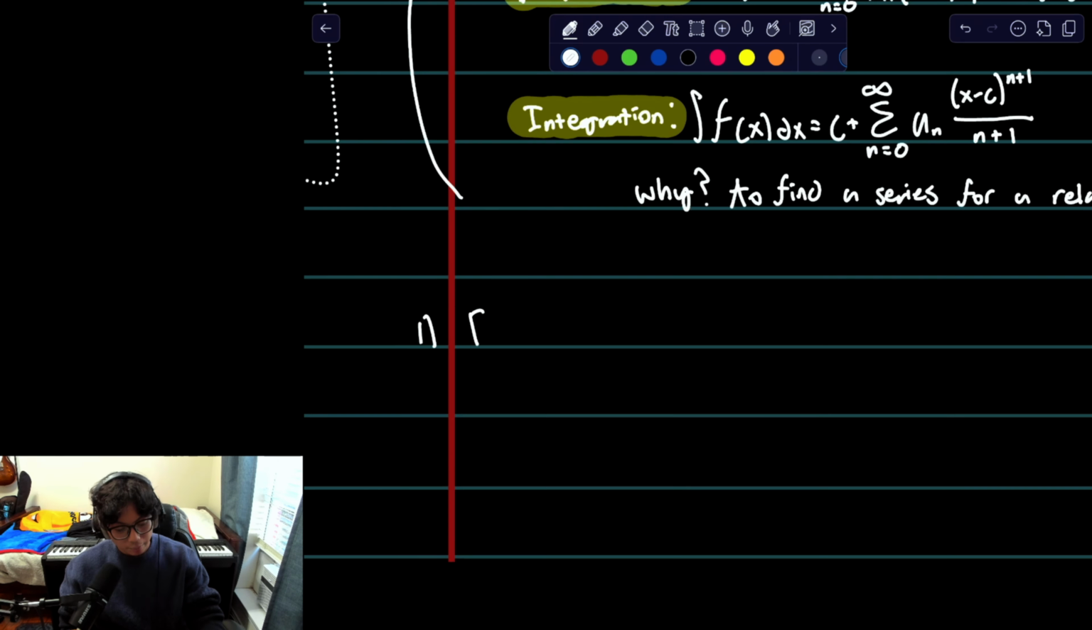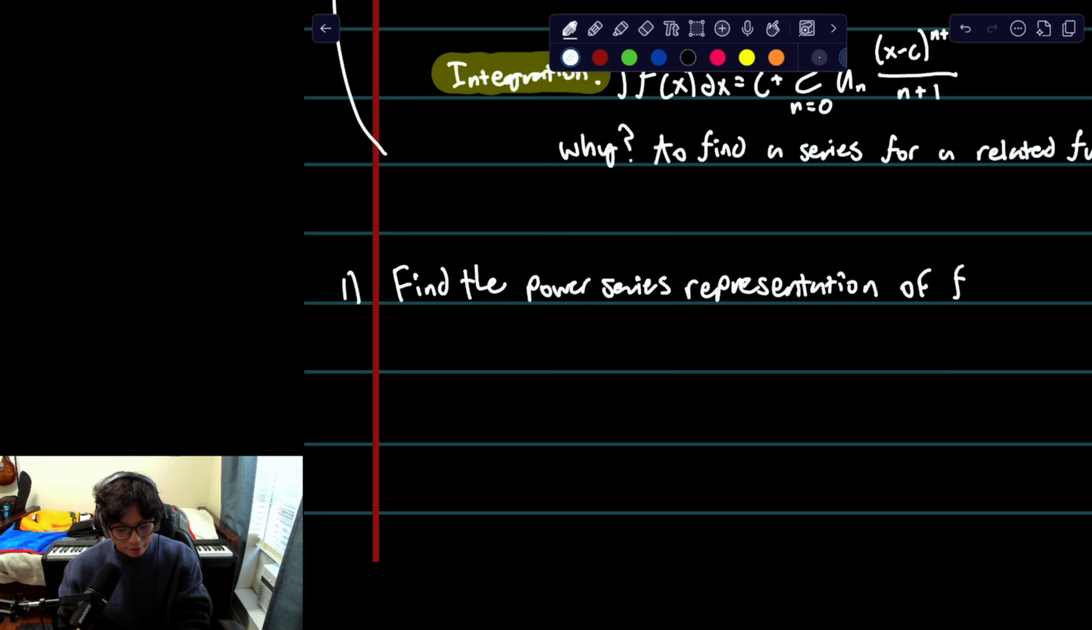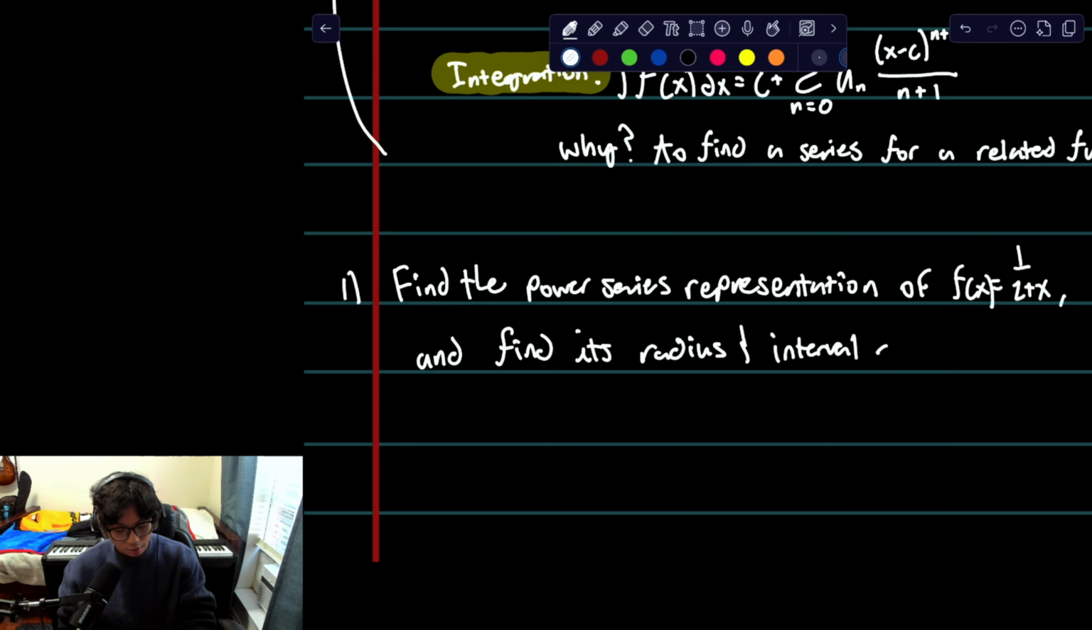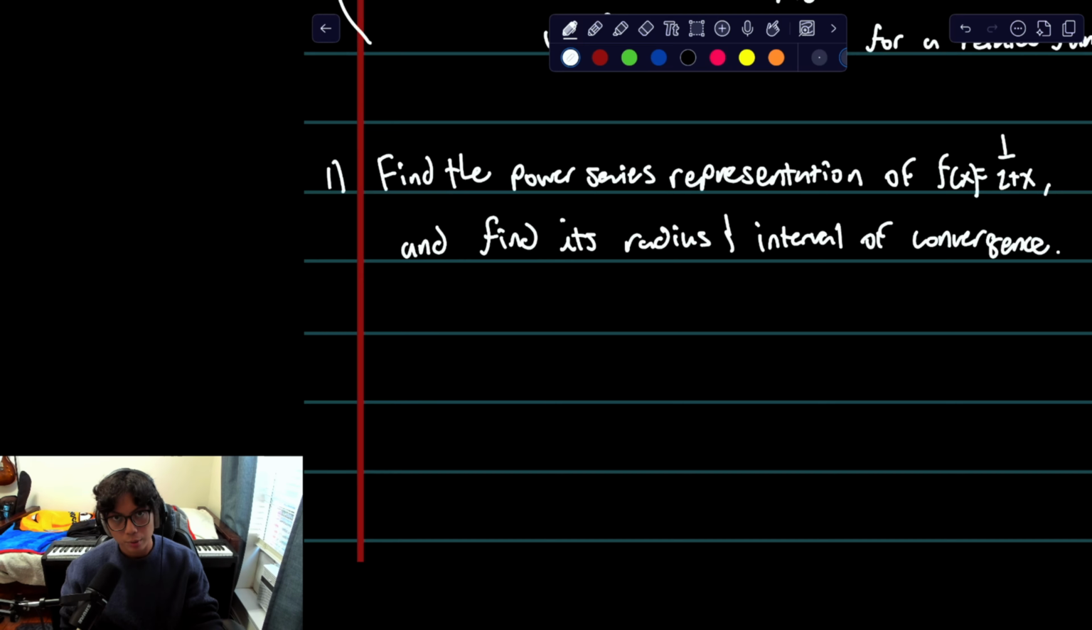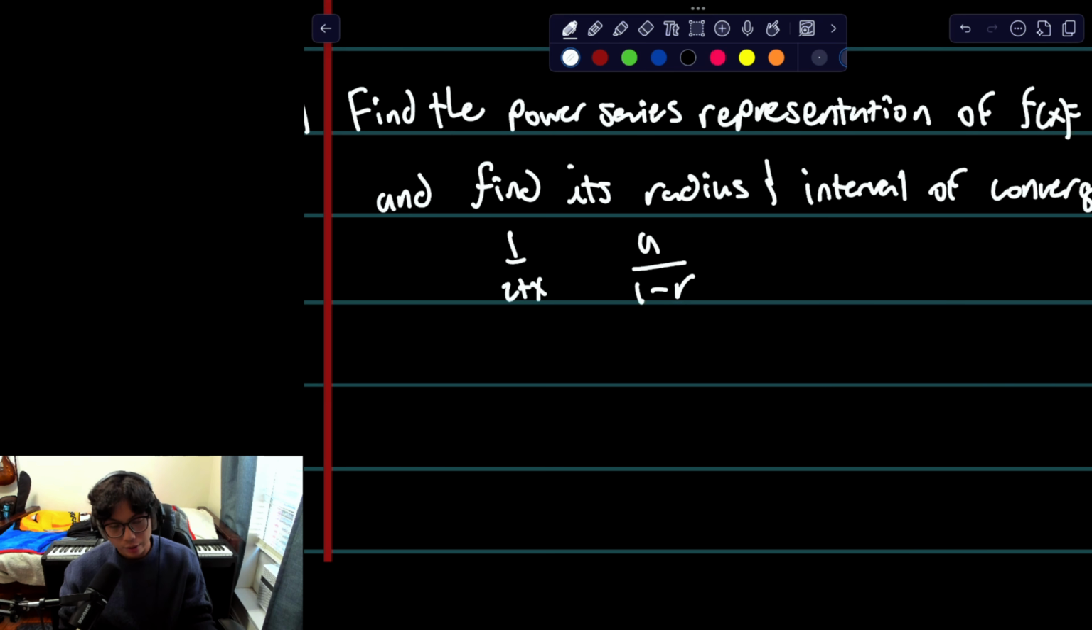Now let's let the first problem be to find the power series representation of f of x equals 1 over 2 plus x, and find its radius and interval of convergence. Now, the very first step you want to do when you're asked to make a power series representation of a function is to make sure you put the function, which is 1 over 2 plus x, into the form a over 1 minus r. Now, you might be wondering, how do we do that? This isn't a 1, and this is a positive and not a negative. Well, what you can do is in the denominator, just factor out the 2.